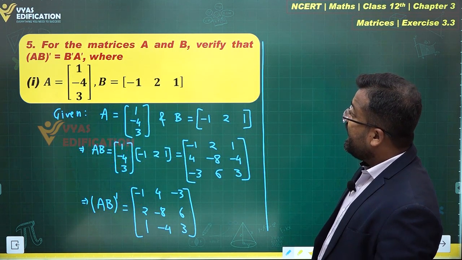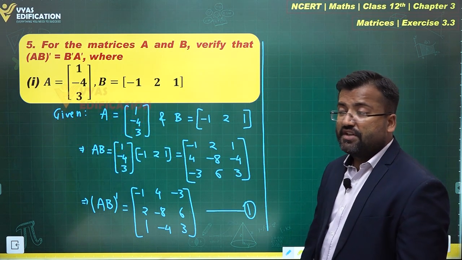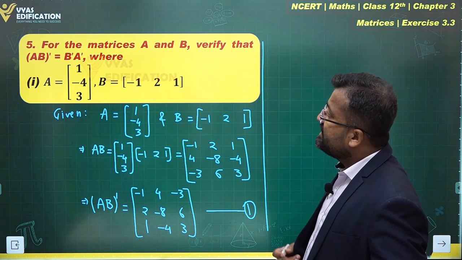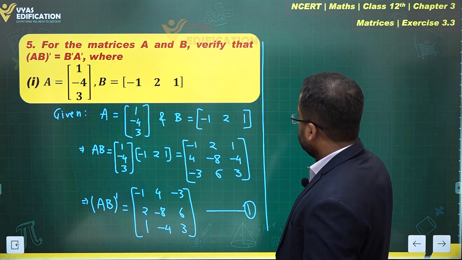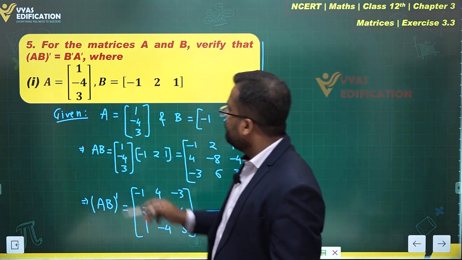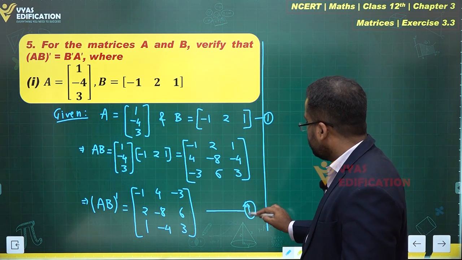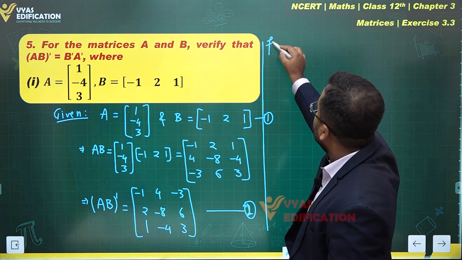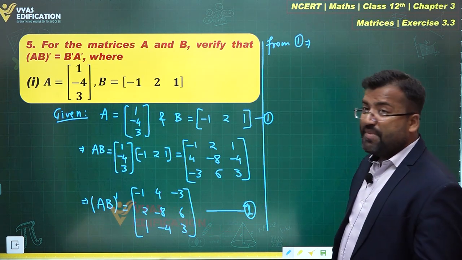On the RHS, you have something else. This is the first statement, the end result for the LHS. For the RHS, first we need B transpose. We are already given that B equals this, which we can call statement 1. Let's call this statement 2. So from statement 1, we get B transpose easily.